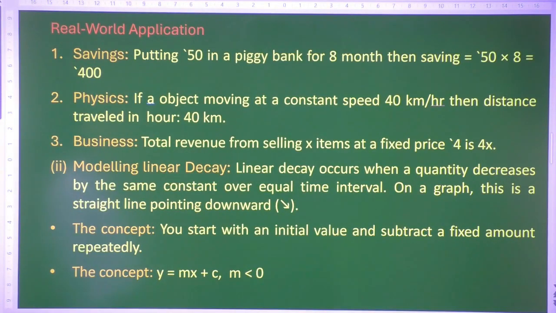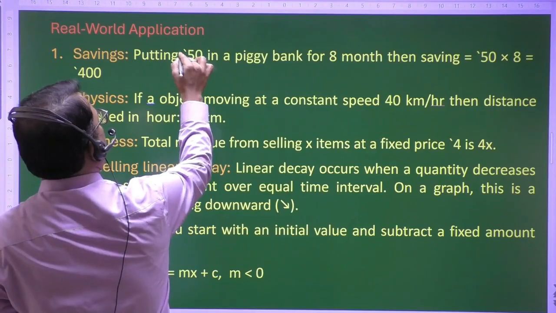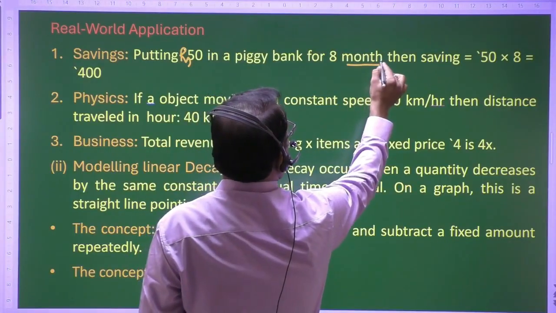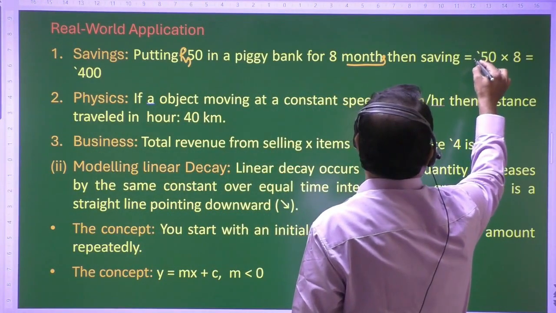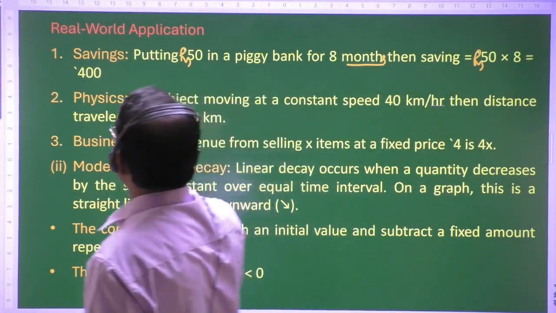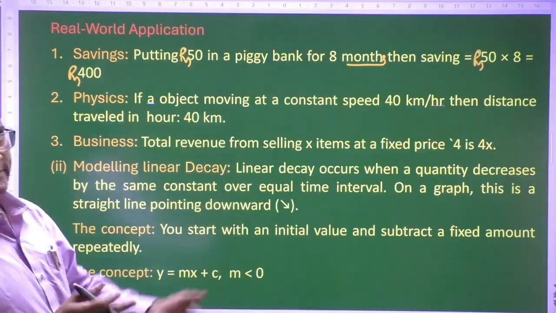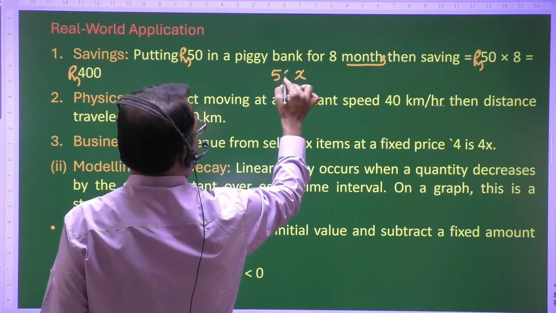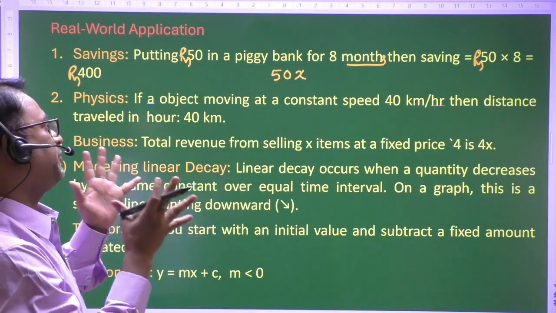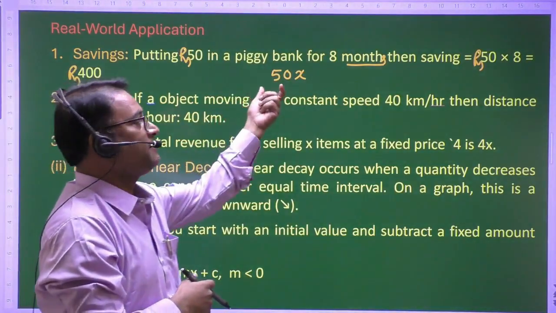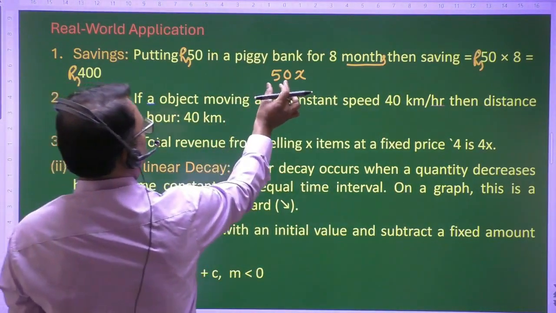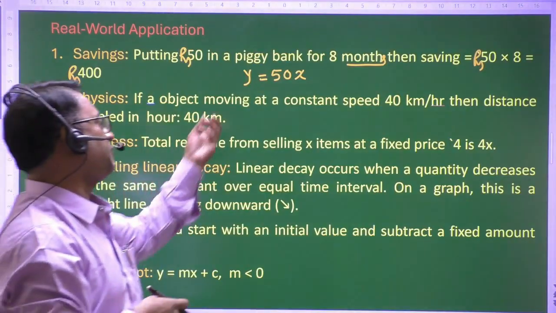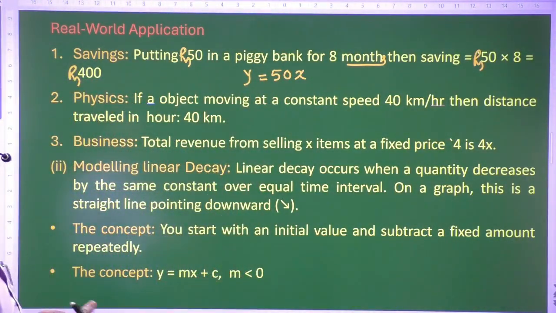Here are some examples. Suppose in a piggy bank, you put 50 rupees per month. So in 8 months you can save 50 times 8, that is 400 rupees. Now, instead of 8 months, if I take x months, then we can save 50x. This is nothing but a linear growth. We have a positive slope, and suppose our amount is denoted by y. So after x months, we have 50 times x amount in our piggy bank.